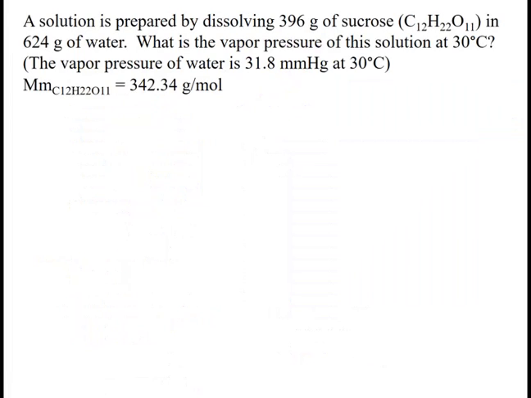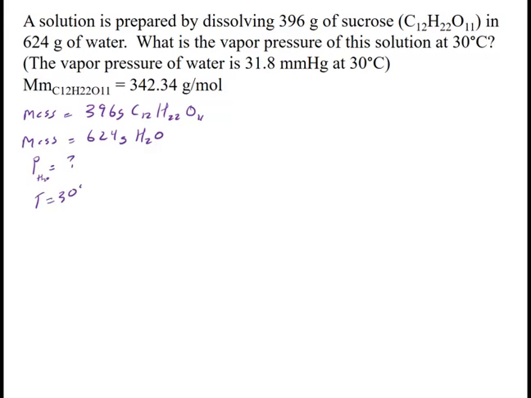Okay? So the first problem is the solution is prepared by dissolving 396 grams of sucrose. So grams is mass. So I have a mass, and it's 396 grams of C12H22O11, and 624 grams of water. So it's another mass. I have a mass of 624 grams of water. It wants to know what's the vapor pressure of the solution, so it wants to know what P is of water, because that's my solvent.